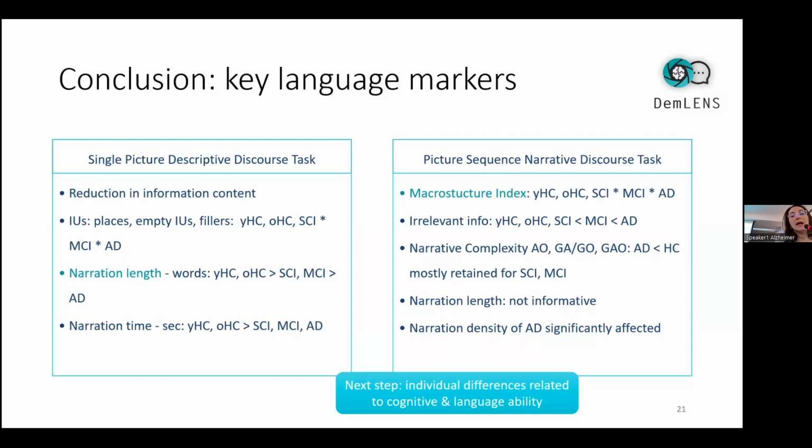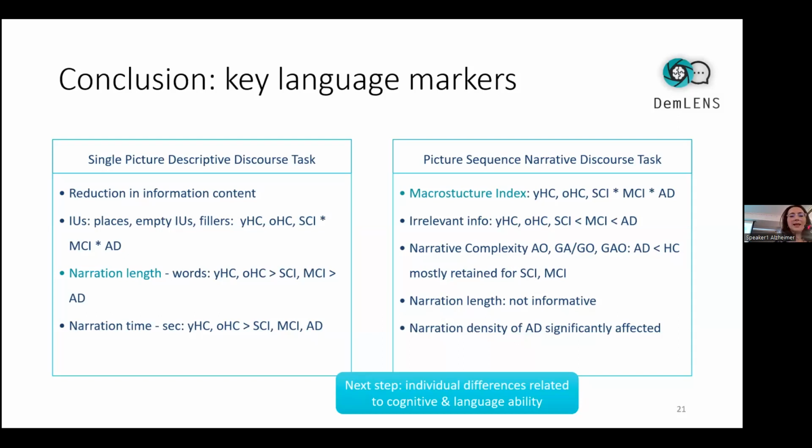Okay, and when we're giving them picture sequence narrative description task, what do we do there? Basically, you can use a macrostructure index, a general one, and that will be enough for you to discriminate the three clinical groups. Also, the amount of relevant information they provide will increase as you progress closer to AD.